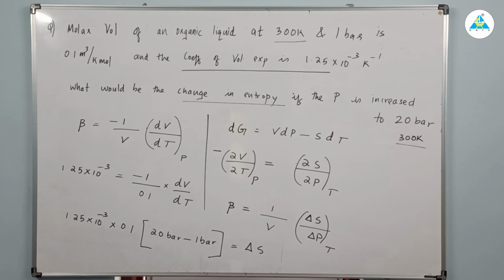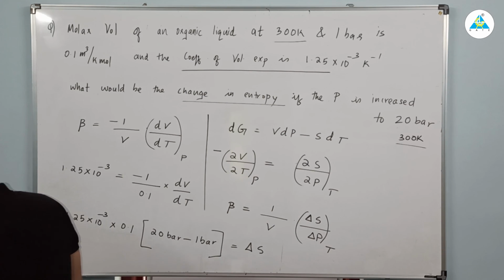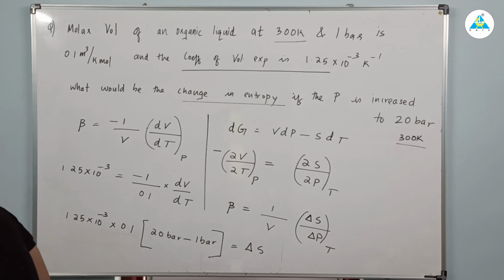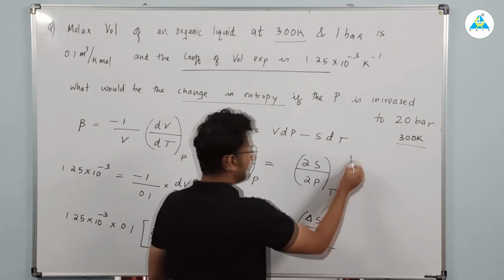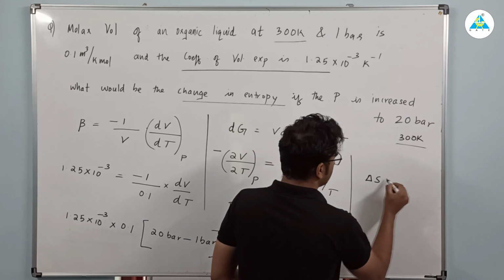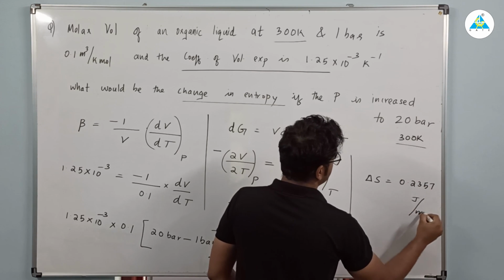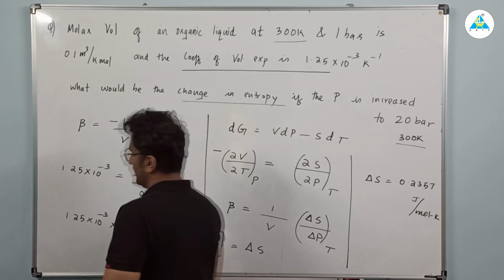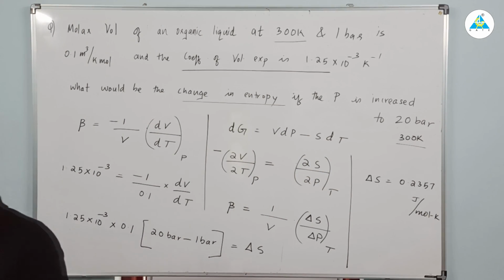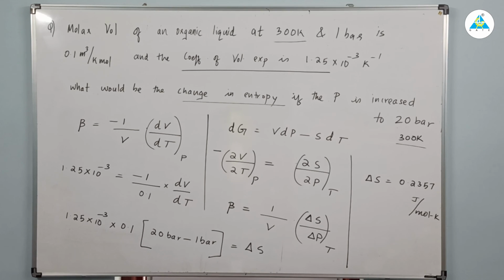I hope all of you are getting it. The answer is 0.2375 joule per mole Kelvin. Delta S answer will be 0.2357 joule per mole Kelvin. I hope everybody is getting the answers.